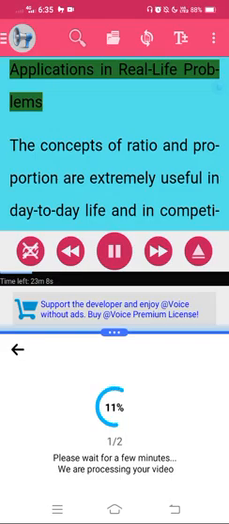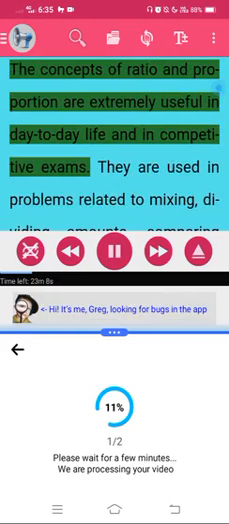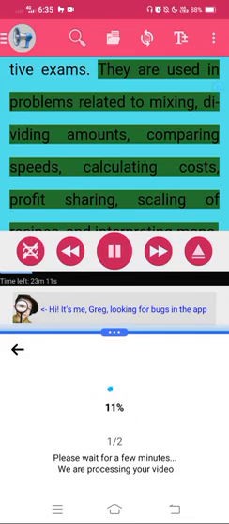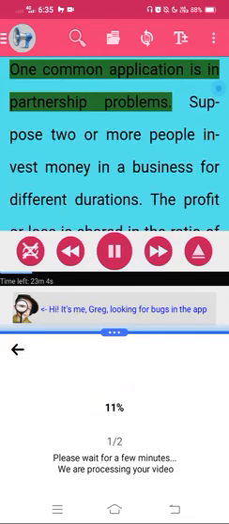Applications in real-life problems. The concepts of ratio and proportion are extremely useful in day-to-day life and in competitive exams. They are used in problems related to mixing, dividing amounts, comparing speeds, calculating costs, profit sharing, scaling of recipes, and interpreting maps. One common application is in partnership problems.